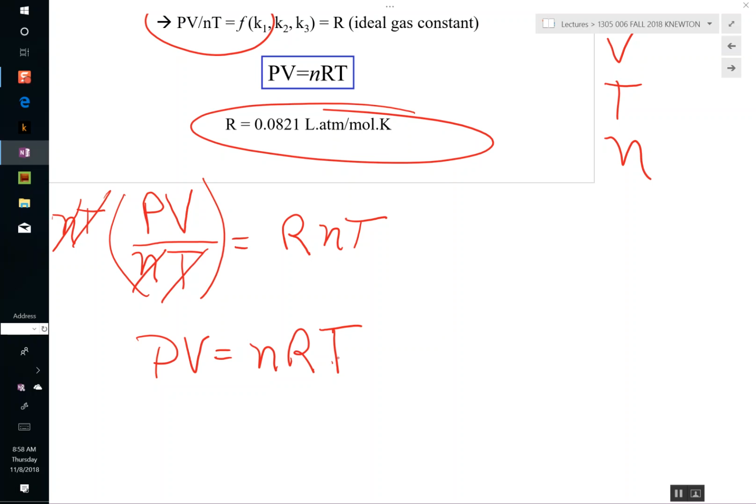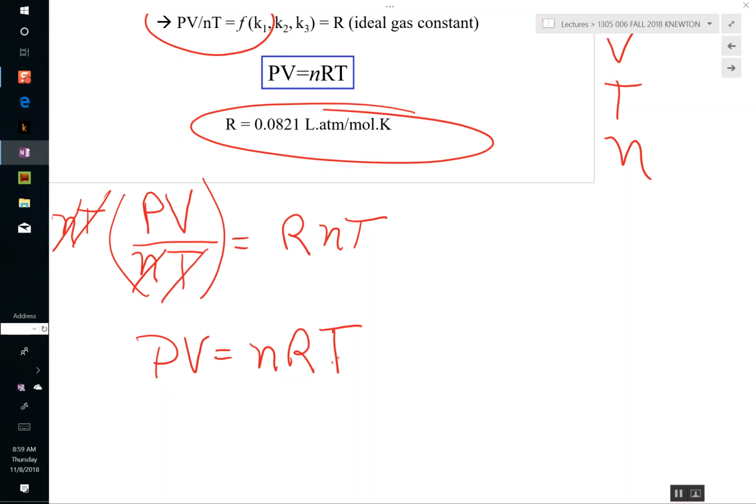I'm not going to say combined, because combined just has to do with Boyle and Charles, but this really is bringing all three laws together, all four variables that affect gases together into one equation. Oh, P here. All right, PV equals nRT.